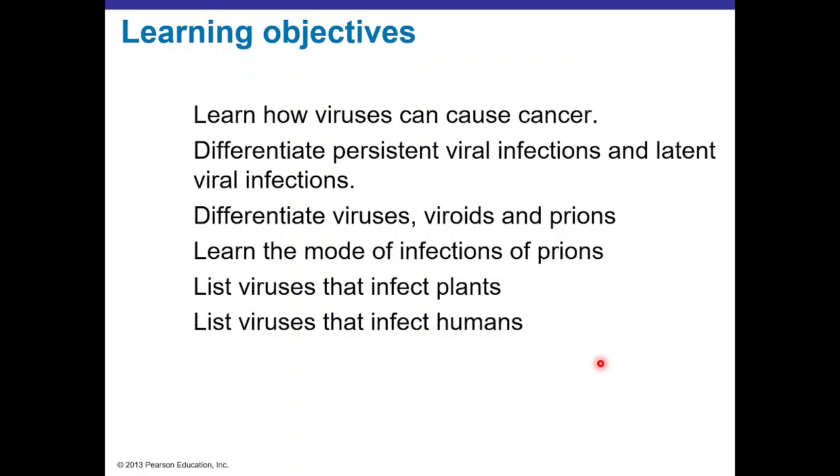Now, in this part of the presentation, we're going to see how viruses can cause cancer. We're going to differentiate different stages of viral infection, so we're going to see what a persistent viral infection is and what a latent viral infection is. We're going to differentiate viruses, viroids, and prions, and we're going to see what the modes of infection of prions are. We're going to list some viruses that infect plants and some viruses that infect humans.